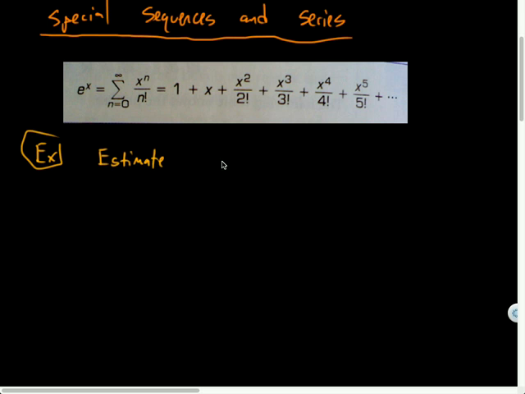Estimate. I guess we could just estimate something like e squared. But you'll end up doing decimal problems, so you're going to end up using calculators to estimate each of these terms. And I also have an Excel spreadsheet that I'll send to you guys that finds the value of the first 5 terms and then adds them all together. So it'll all work out.